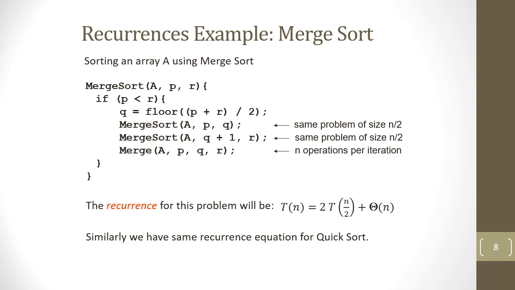Similarly, for the best and average case of quicksort, the recurrence equation will be same. But for the worst case of quicksort, the recurrence equation will be different. In that case, the recurrence equation will be T of n is equal to T of n minus 1 plus n. That is left as an exercise for you to solve at home.